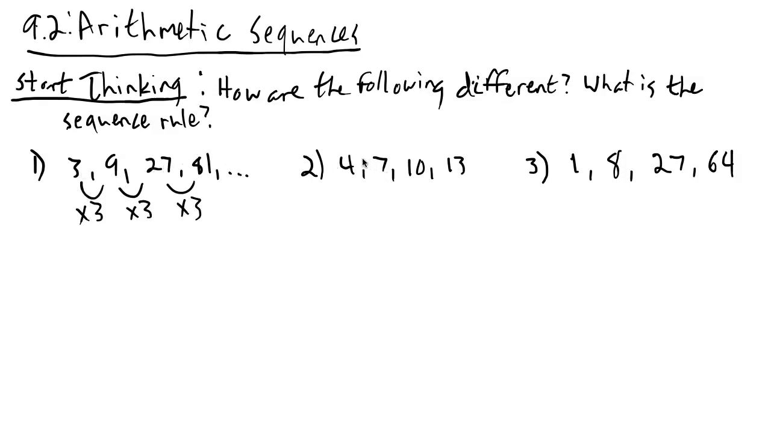Right, 4 to 7, 7 to 10, 10 to 13. We're not multiplying here. What are we doing? Well, each time we're going up by how much? 3.